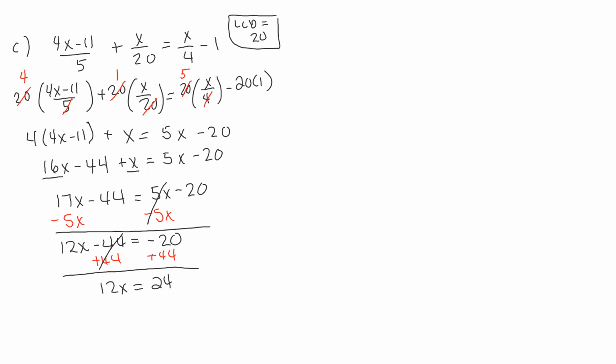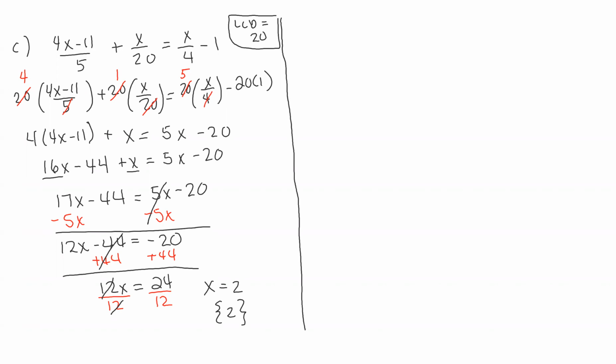Finally, I need to undo the multiplication of 12 and x. I'm at that point where I have a single variable term and a single constant term. So I undo the multiplication of 12 and x using division. On the left, the 12's cancel, leaving just x. On the right, 24 divided by 12 is 2. So I would say my final answer is 2. So if you take just a couple of steps to eliminate those fractions, you have a pretty standard equation to solve. Let's look at another example.